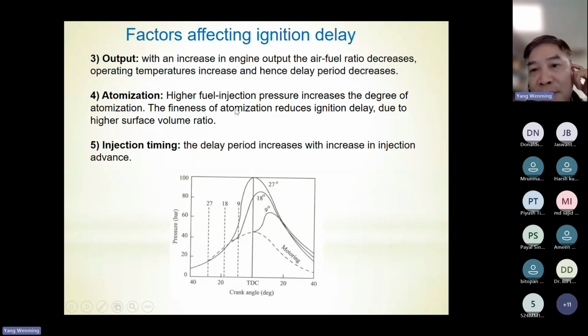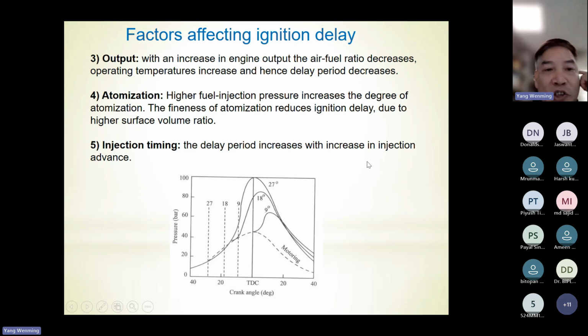Higher fuel injection pressure can increase the degree of atomization. As introduced in the previous lectures, with higher fuel injection pressure the fuel droplets will become smaller, correct? So the fuel evaporation and the fuel mixing process will be improved. As a result, the ignition delay time will decrease at better atomization and higher fuel injection pressure conditions, correct?